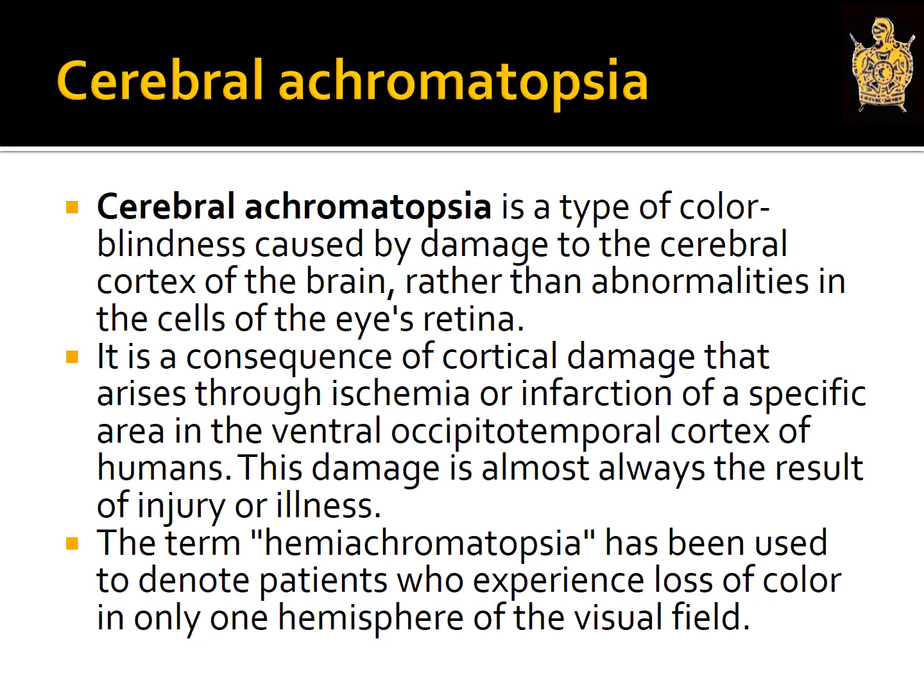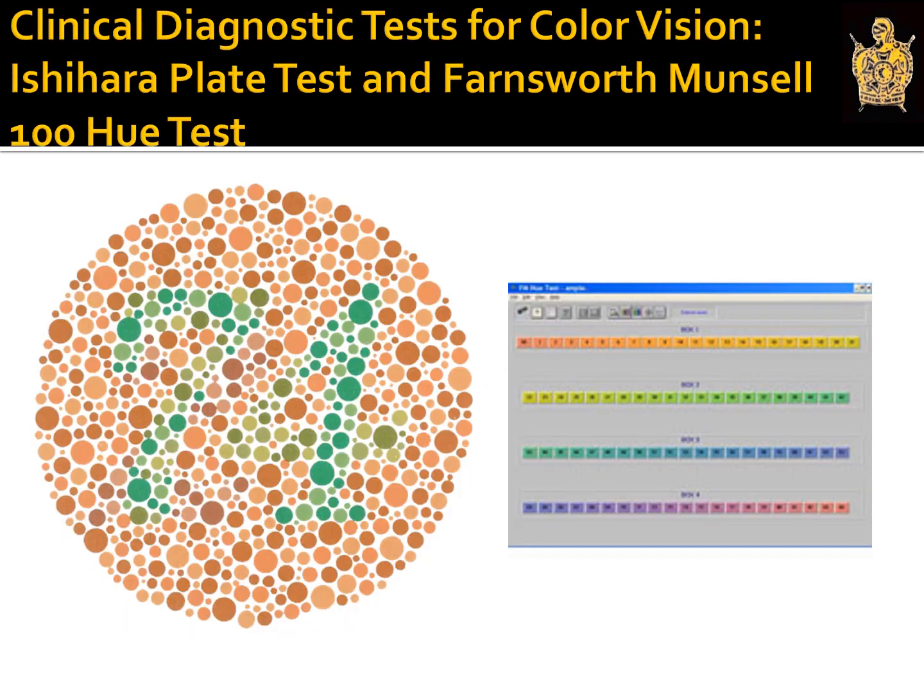Color blindness involving the brain is termed cerebral achromatopsia. It usually involves ischemia or infarction of the ventral occipitotemporal cortex in humans. If it is on one side of the brain, it's called hemiachromatopsia. The commonly used clinical diagnostic tests for color vision are the Ishihara plate test and the Farnsworth-Munsell 100-hue test.